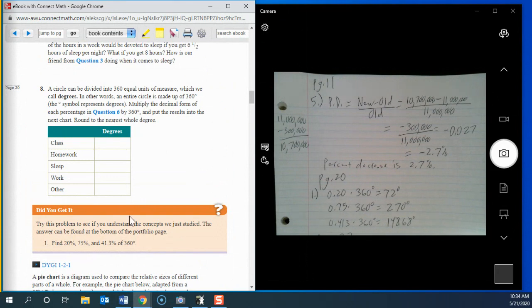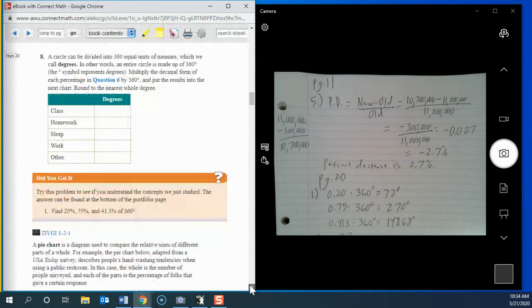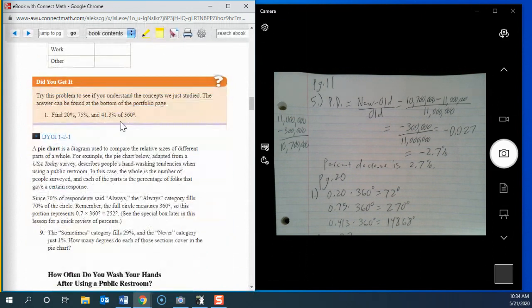So what we're dealing with here, we don't see the pie chart, but we're dealing with the circle with the 360 degrees. And what we did for problem number 8 during Ms. Main's class in Math 130, we would do with problem number 1 here. So the first thing we would have to do is change these percentages to decimals.